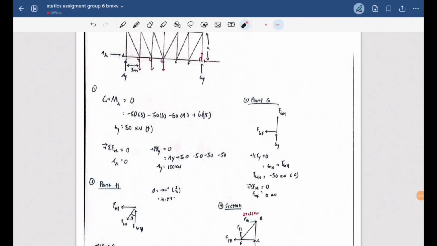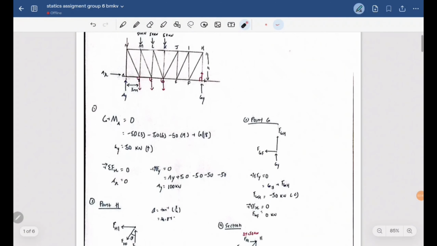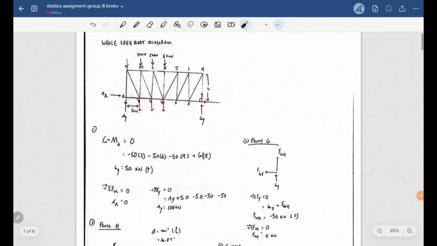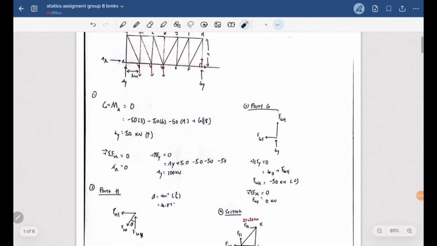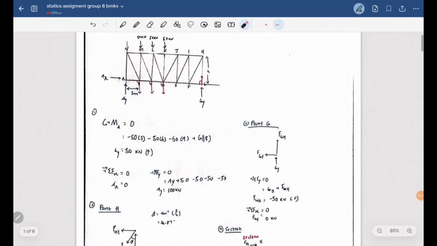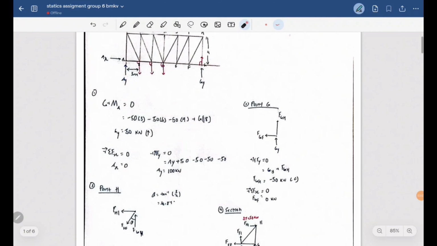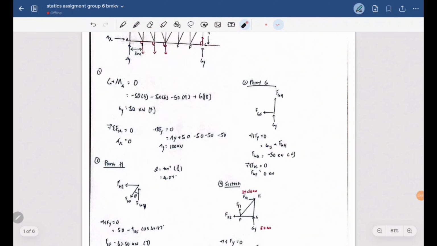Next, we do the equation total Fx equal to 0. So Fx on the free body diagram only has Ax, so Ax equal to 0. And for total Fy equal to 0, we have Ay, Gy, 50, 50, 50. So Ay we got 100 kilonewton.